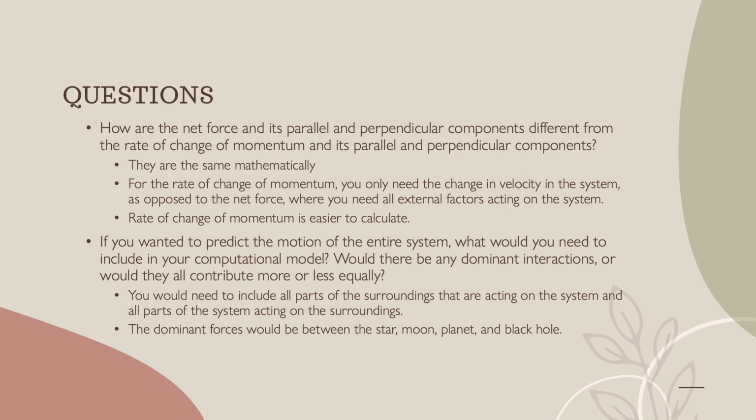The second question is, if you wanted to predict the motion of the entire system, what would you need to include in your computational model, and would there be any dominant interactions, or would they all contribute more or less equally? The answer is you would need to include all parts of the surroundings that are acting on the system and all parts of the system acting on the surroundings, and the dominant forces would be between the star, moon, planet, and the black hole.